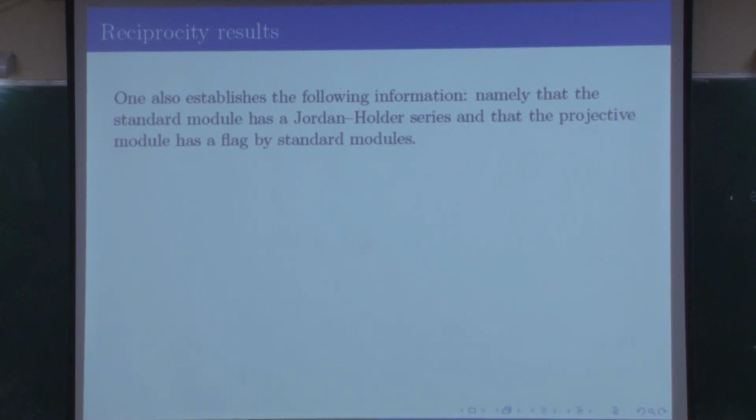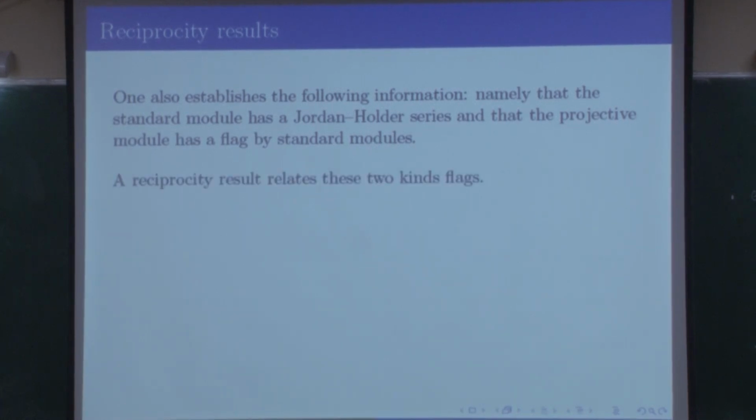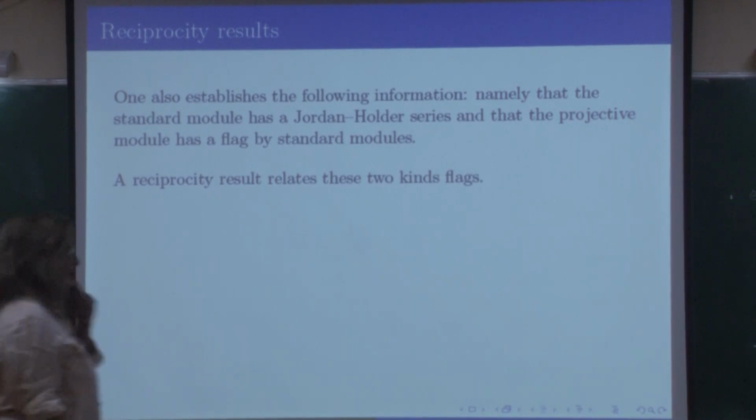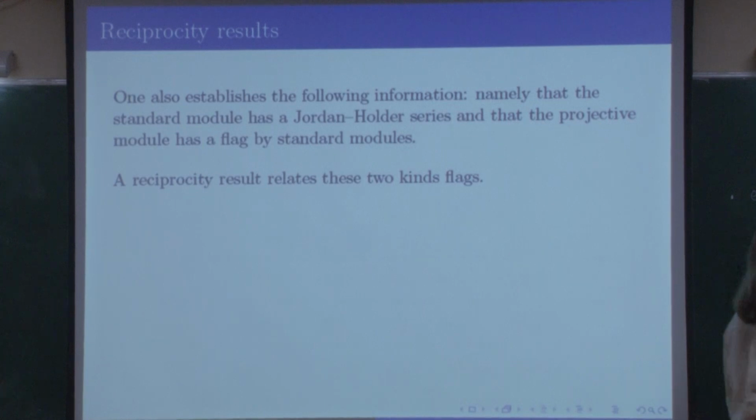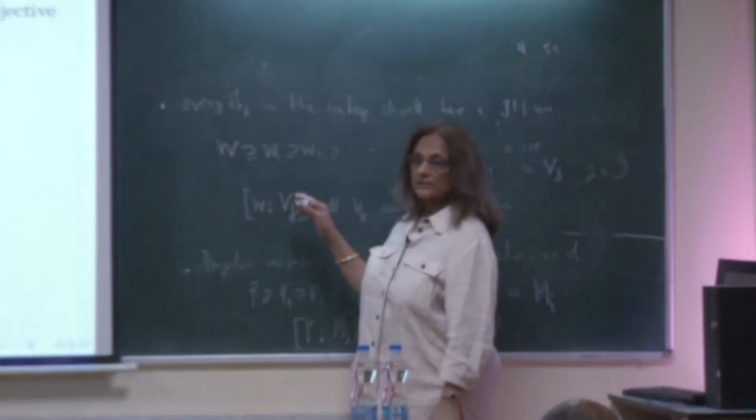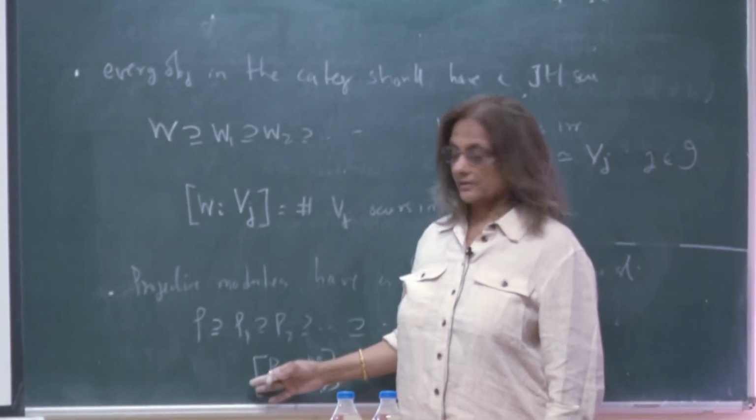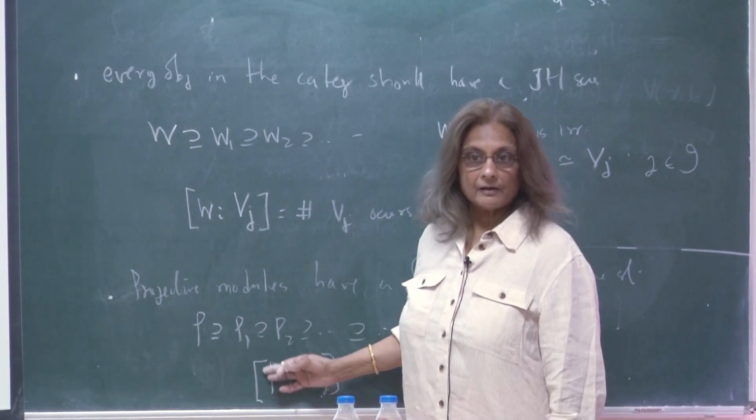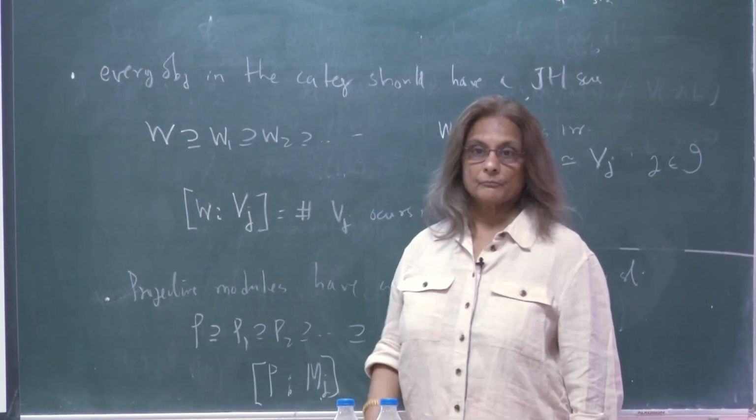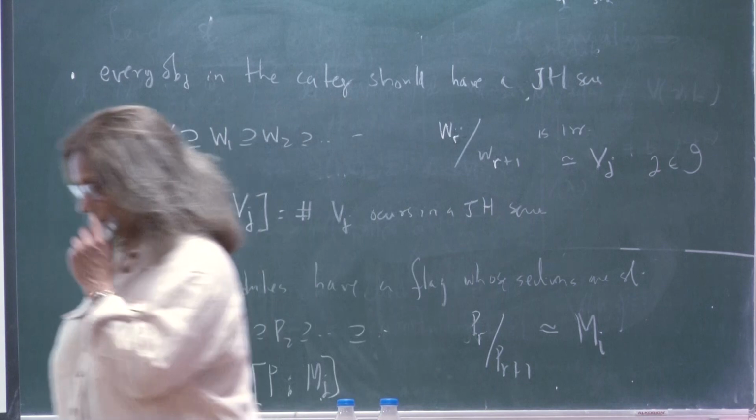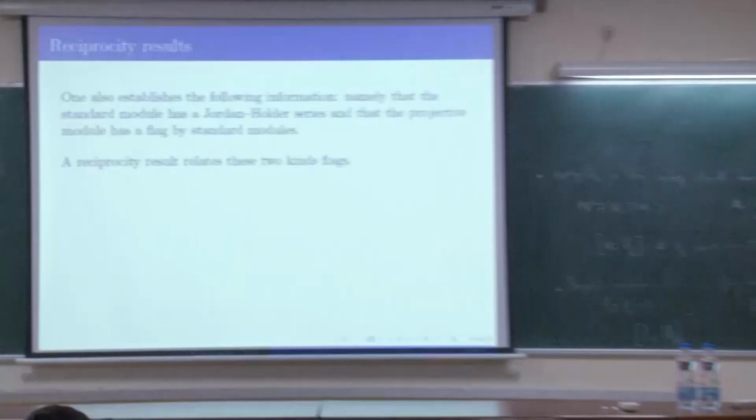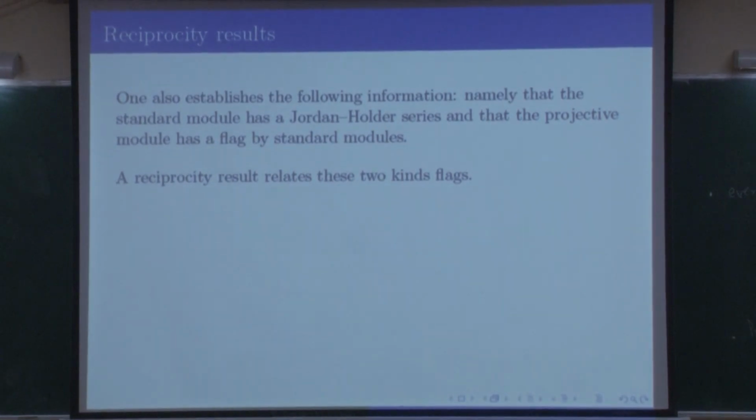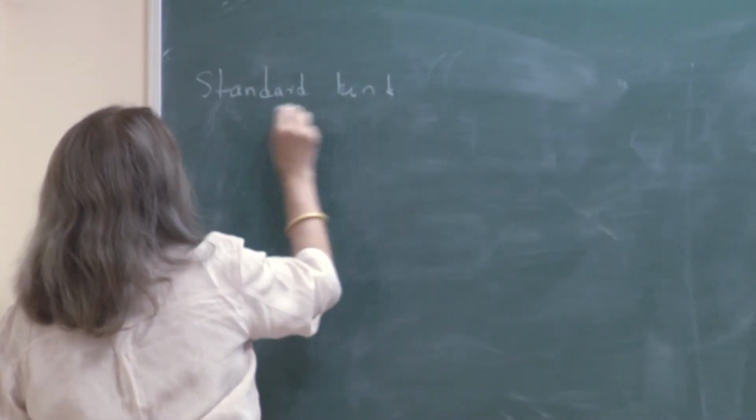Okay, so I've told you all this. So what is a reciprocity result? It sort of wants you to relate multiplicities of Jordan-Holder series with multiplicities of standard objects in projective things. So a projective-standard kind of reciprocity is the following.